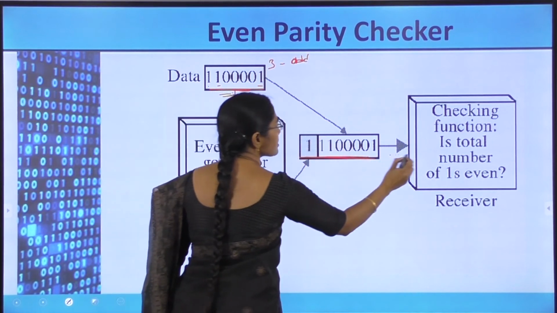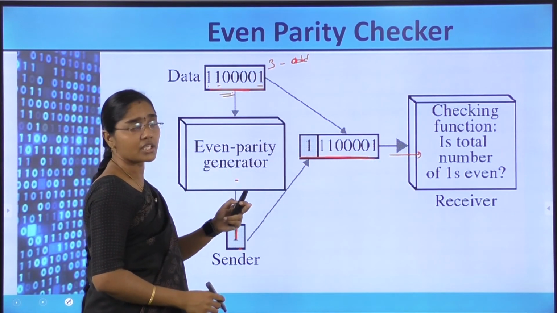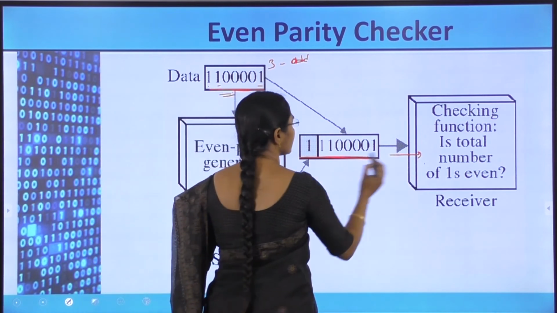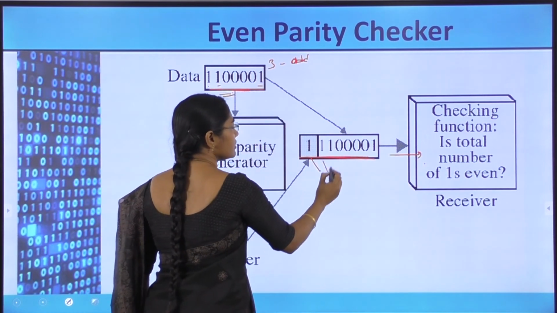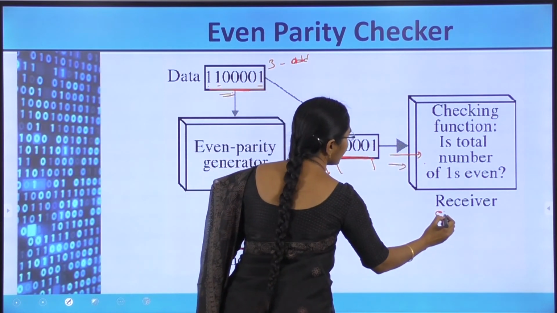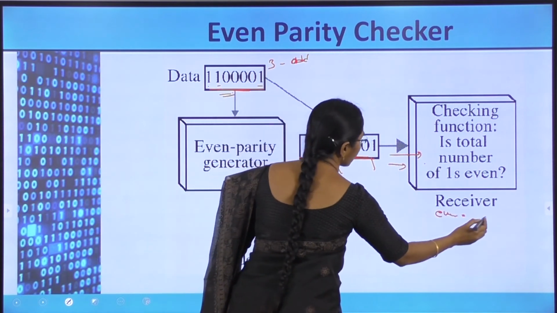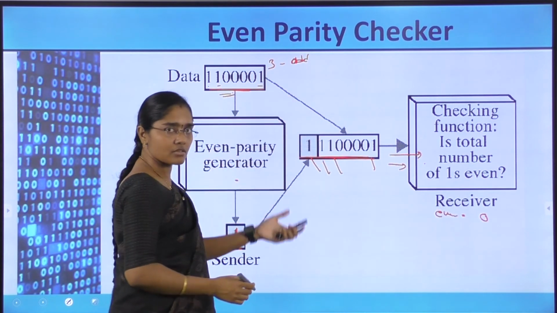Now it is received by the receiver, at the even parity checker. Now it is checking for the parity. If the data is received without any error, then it satisfies the even parity, therefore the checker will give the output as 0.